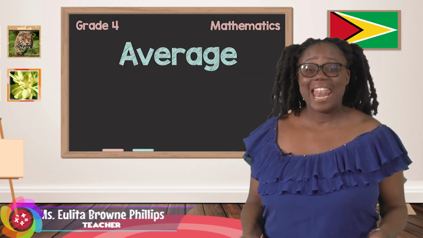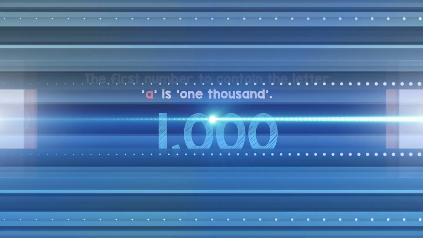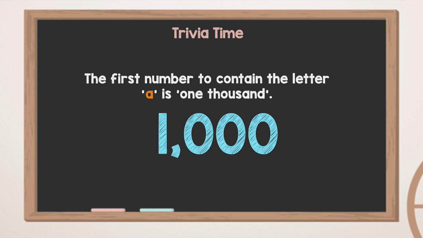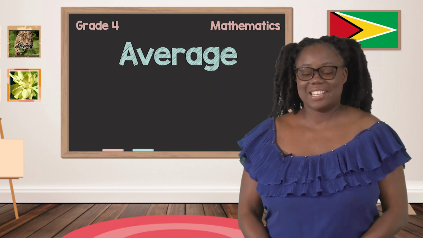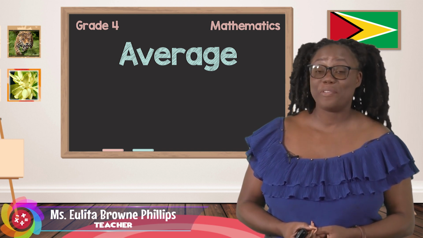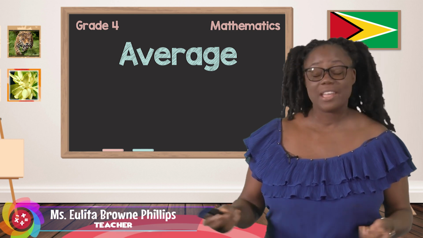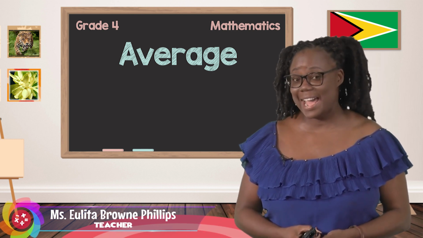Boys and girls, let's take a break. It's trivia time. So for today's trivia, did you know that the first number to contain the letter A is 1000? Yes, go check it for yourselves. So boys and girls, you've learned quite a lot today, including that the first number to contain the letter A is 1000. This has brought us to the end of today's class.